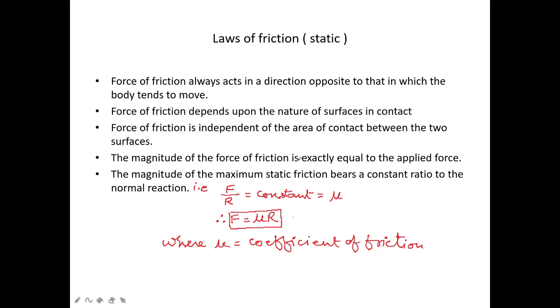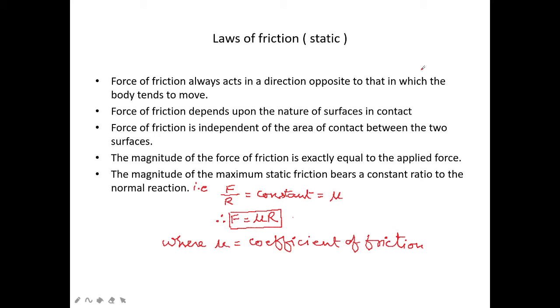Now, laws of friction. Here I will discuss the laws of static friction. Laws of static friction and the dynamic friction are one and the same thing. There is a difference of one or more points, so that you can read from the books also. Now, what are the laws of static friction? Force of friction always acts in a direction opposite to that in which the body tends to move.